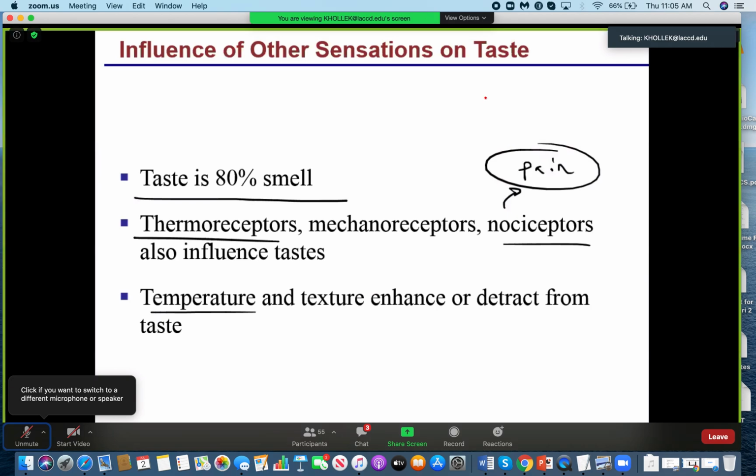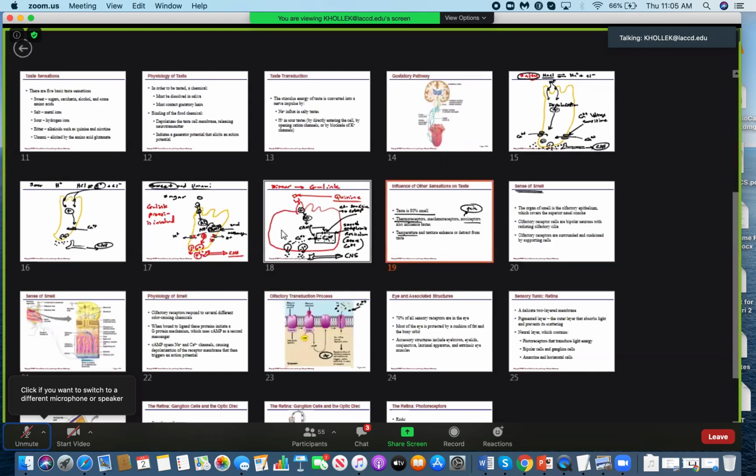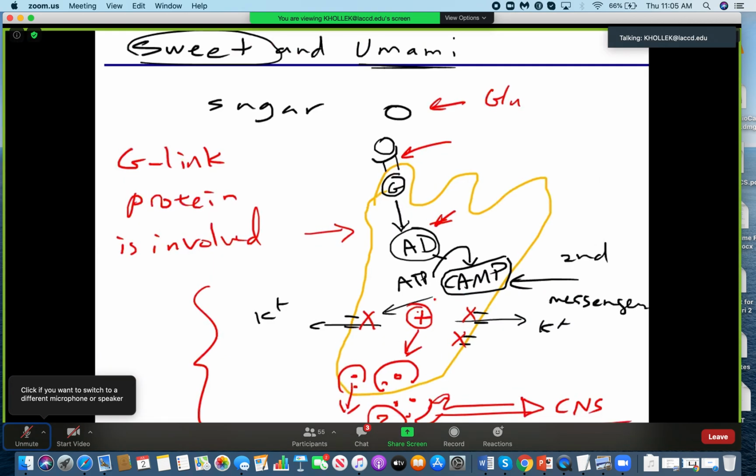Question: is calcium not involved in the sweet and umami taste? Are there no calcium voltage gates? Let's see. On the sweet and umami, calcium itself could be involved, because this is just telling you what happened with the depolarization. Depolarization could again open up the calcium channel. Calcium can enter and cause the exocytosis.